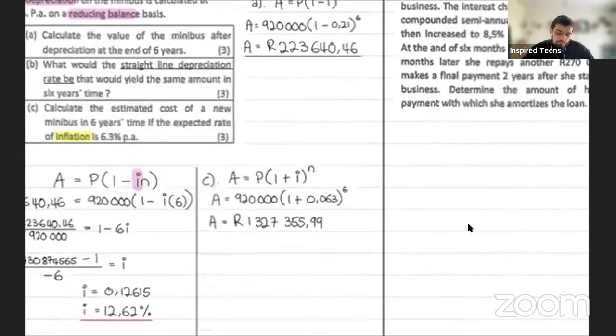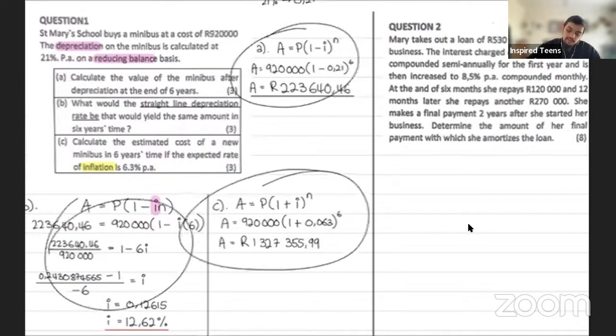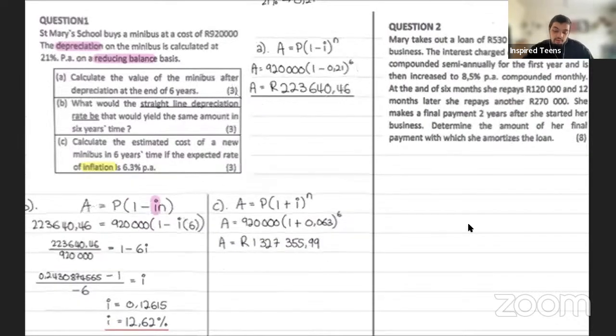Okay, so there we go. Depreciation on a reducing balance method, calculating the interest of how much a certain amount would depreciate to a certain amount, and a simple inflation rate question. So just practicing these compound interest formulas. I hope that these are making sense so far. Okay, let's have a look at this one.